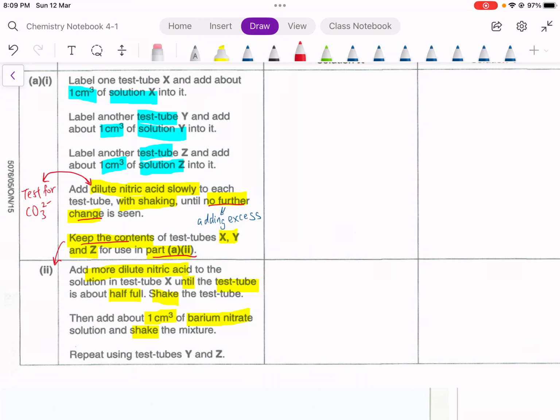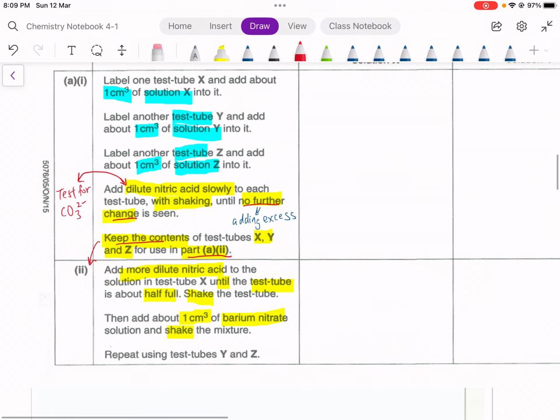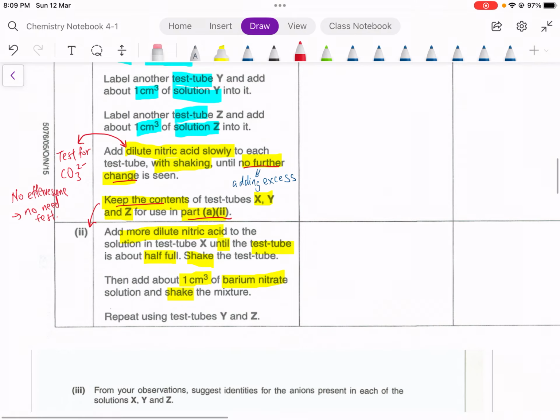So how do I know when to use it or when not to use it? The key idea here is, if you see effervescence, there might be a possibility that this is carbon dioxide gas. But if you see no effervescence, do you need to test for it? No, right? So don't test for it. If there's no effervescence seen, then you don't need to waste your time going to test for it. So no effervescence, no need to test. Then you can save your time. Okay, let's move on to the next one.